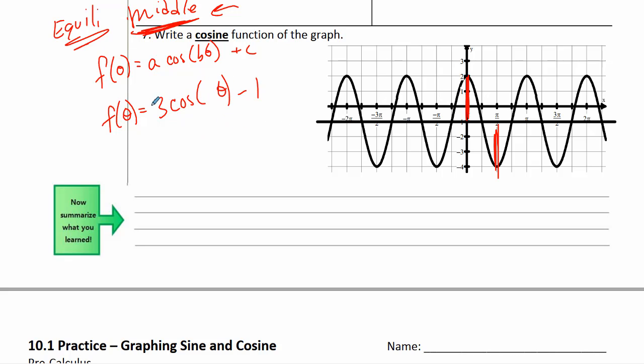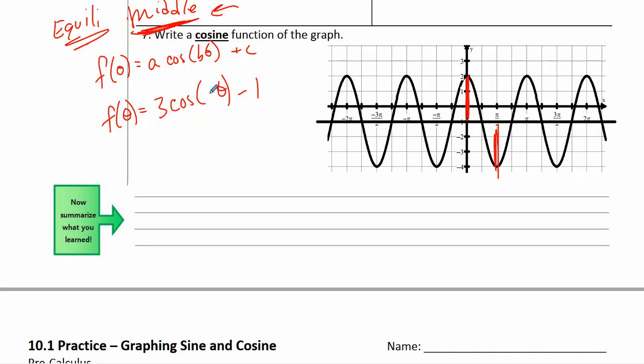Now you might ask, why is that not a positive 3 or a negative? Why is it not negative? Well, because remember the cosine starts at a maximum. At 0 it's at a maximum up here, that's why it's positive. If it started down here as a minimum, then it'd be negative. All right, so pretty simple there.